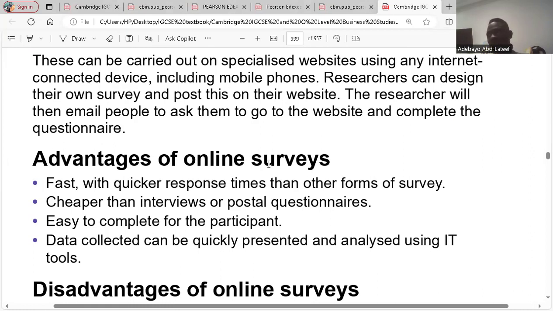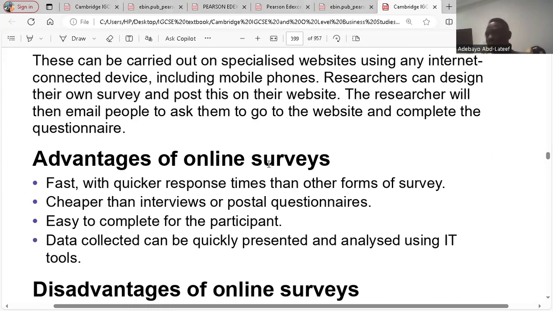It is faster because as soon as you go through that website, you answer the questions and send it. So it's faster, and you get a response immediately. It's cheaper than interviews or postal questionnaires. It doesn't cost much in the long run. It's also easy to complete for the participants.